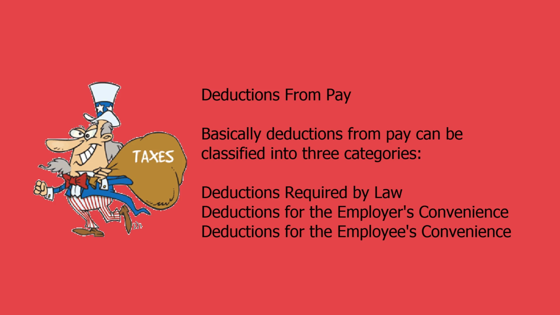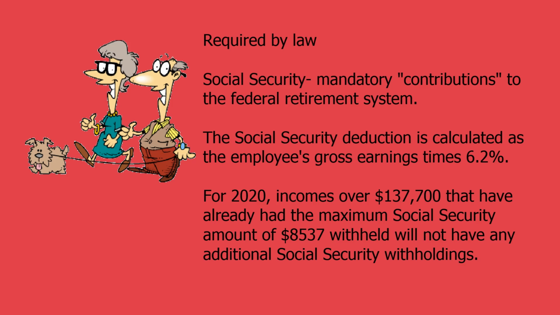Deductions from pay. Basically, deductions from pay can be classified into three categories: deductions required by law, deductions for the employer's convenience, deductions for the employee's convenience. Required by law. Social Security: mandatory contributions to the federal retirement system. The Social Security deduction is calculated as the employee's gross earnings times 6.2%.